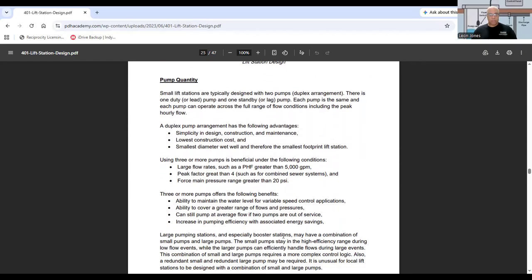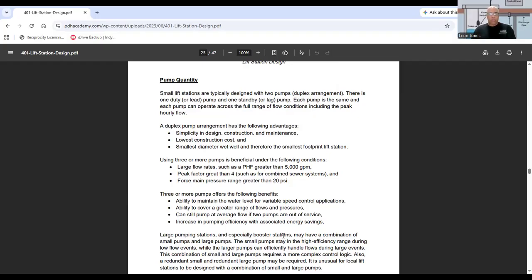Now you also have your pump quantity. Some small lift stations are typically designed with two pumps. There is one duty or lead pump and one standby or lag pump. Each pump is the same, and each pump can operate across a full range of flow conditions, including a peak hour flow. That's your PHF.